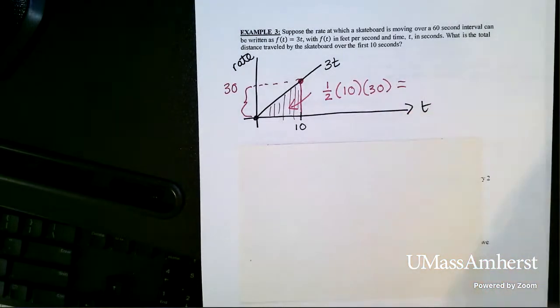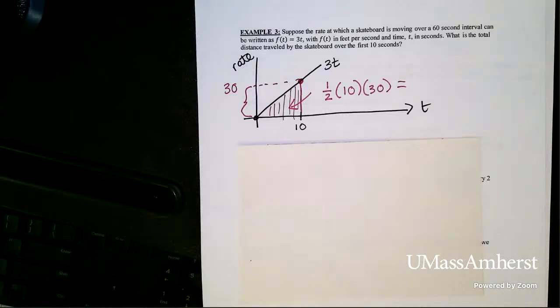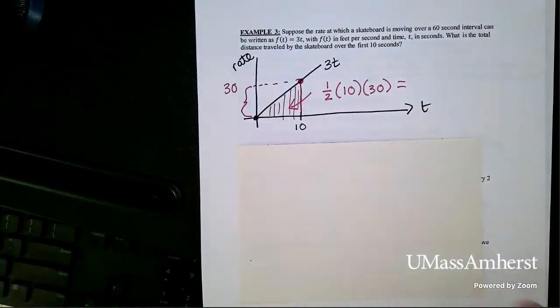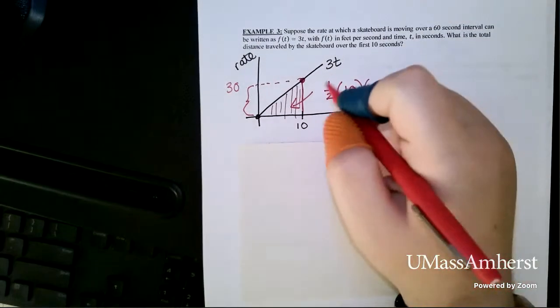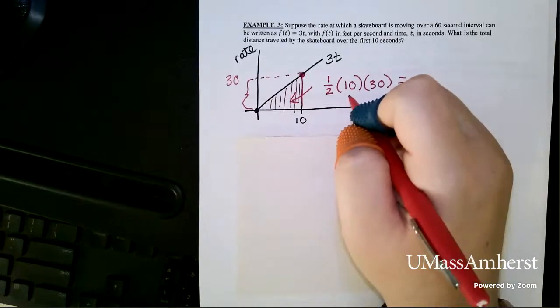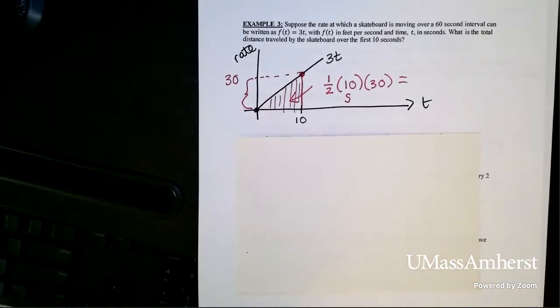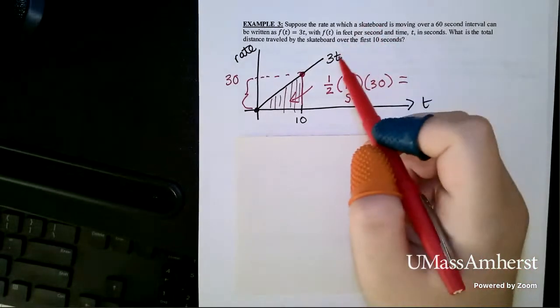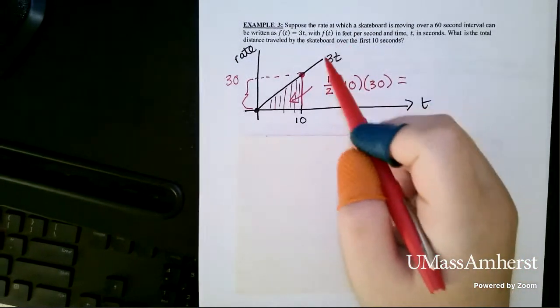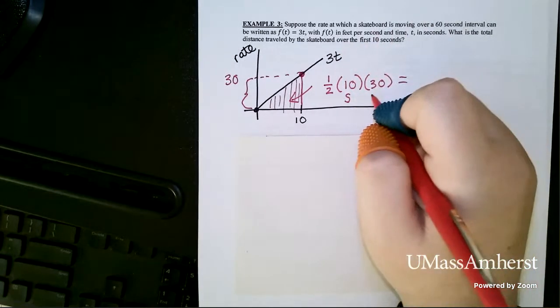Okay. Now, in addition to computing this number, I want to make sure that the units all work themselves out to make sure I've picked the right types of numbers. So the half doesn't have any units because that was part of the triangle formula. 10 is 10 seconds, right? That was our time. And the 30 came from this rate. So when I plugged a 10 in here, this was in feet per second.